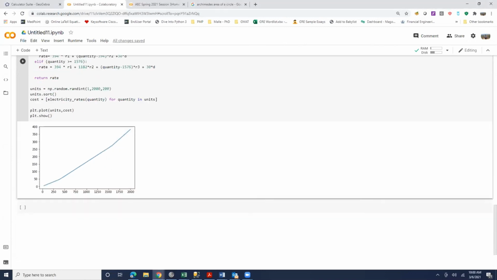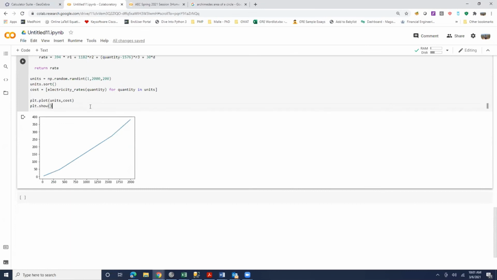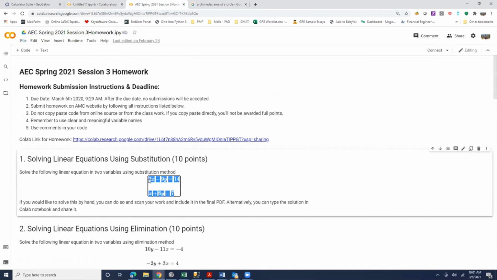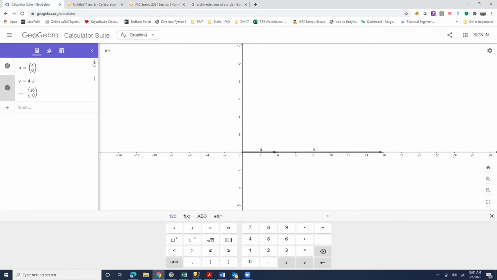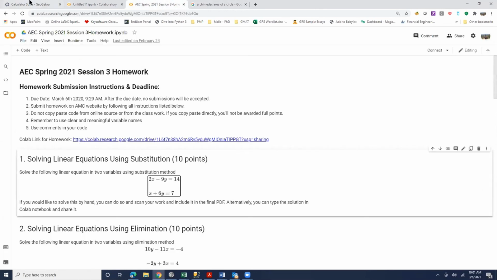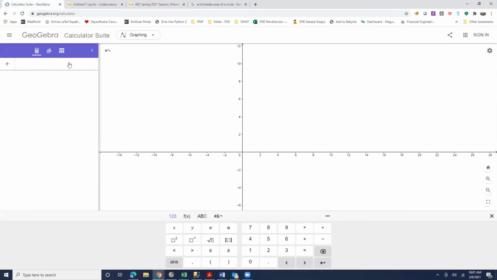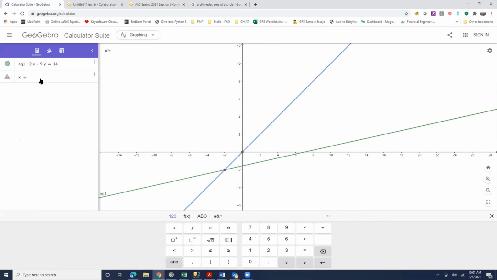So let's see, continuing on. Last class we saw this intuition of the geometric representation of solving a system of linear equations in 2 variables: it's the point of intersection of 2 lines. So let's take this first homework problem and see. Okay, 2x minus 9y equal to 14. Actually, you guys probably solved this one also, right? So you already saw x plus 6y equal to 7.